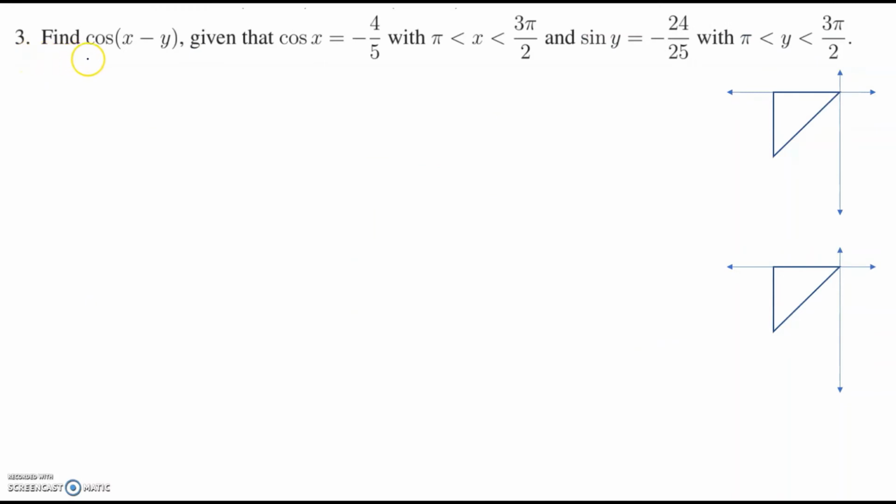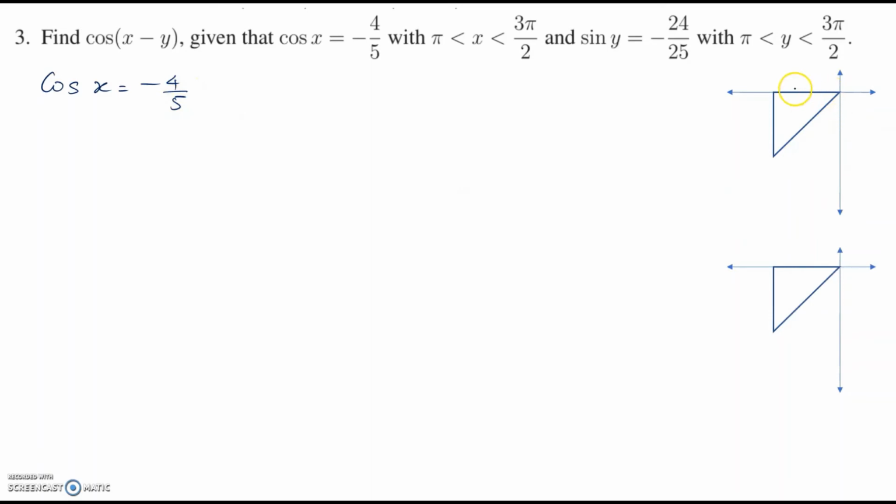Question number 3. Find cos(x - y) given that cos x is equal to minus 4 by 5 with x ranging from pi to 3 pi by 2, and sin y is equal to minus 24 by 25 with y ranging from pi to 3 pi by 2. So which means both x and y are in the third quadrant. So given to us, cos x is equal to minus 4 by 5.